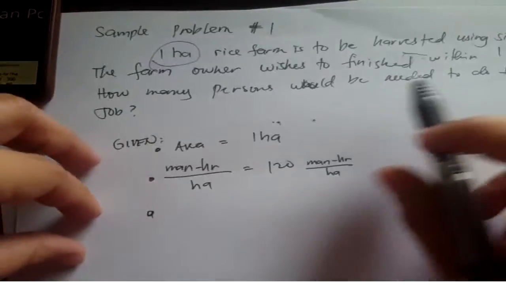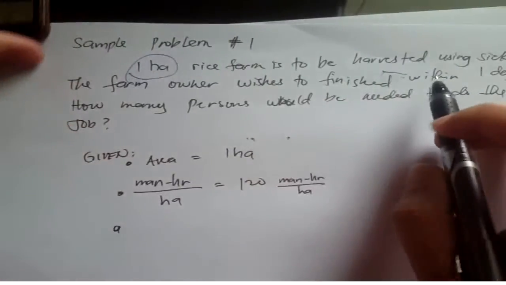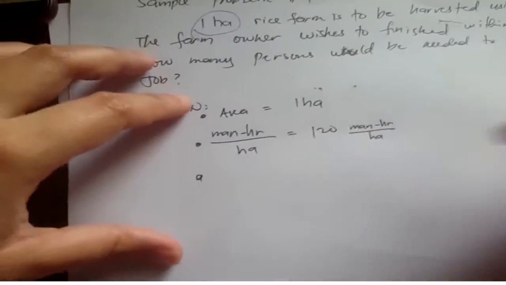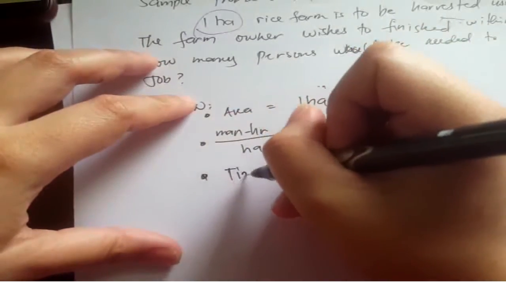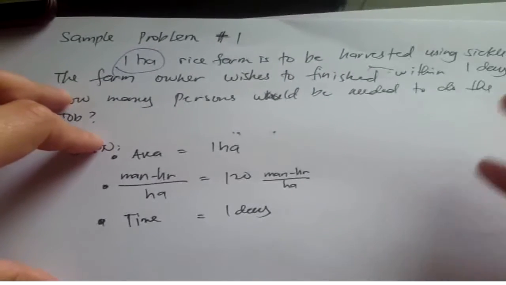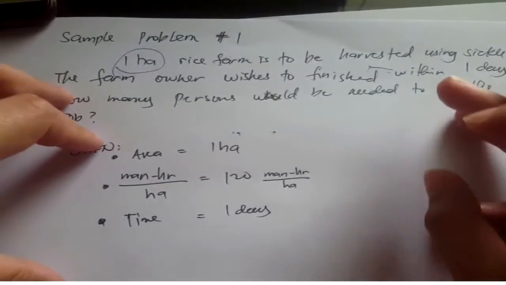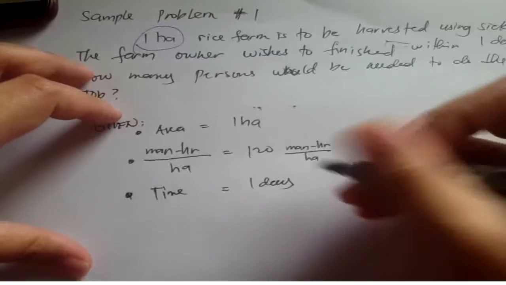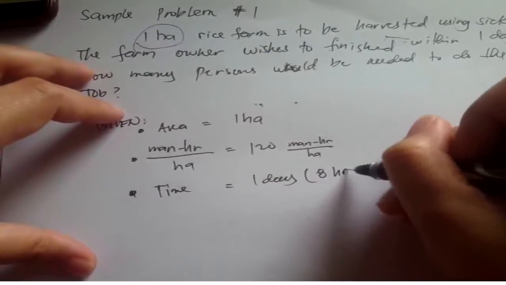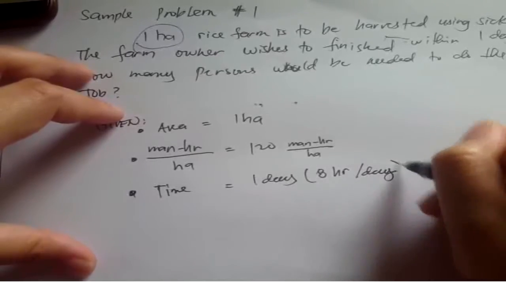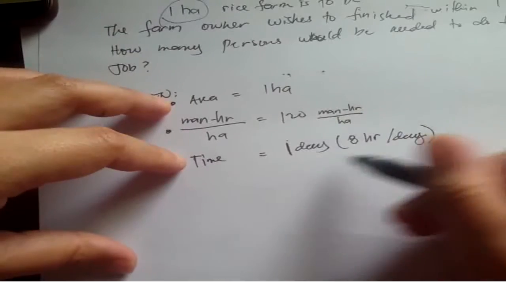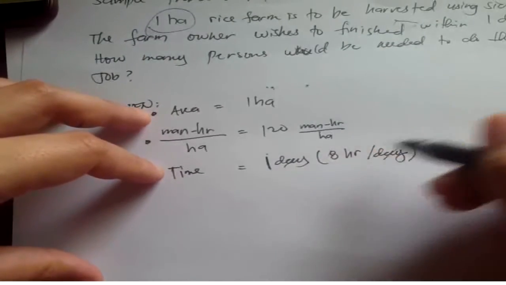And then what else? The farm owner wishes to finish the job within 1 day, so time is equal to 1 day. But again, it is in terms of working hours. It is not your typical 1 day equal to 24 hours. Instead, 1 day here is 8 hours per day, so your equivalent of one day here is 8 hours. Cancel out.